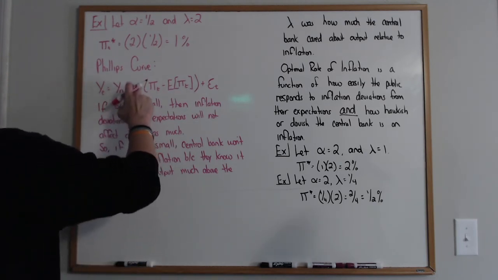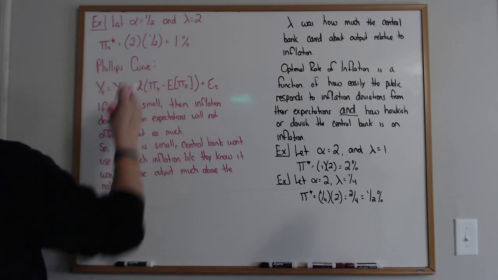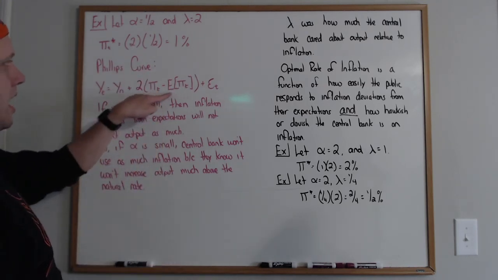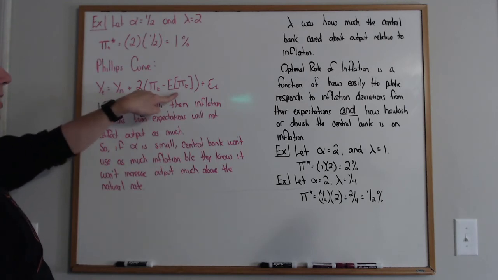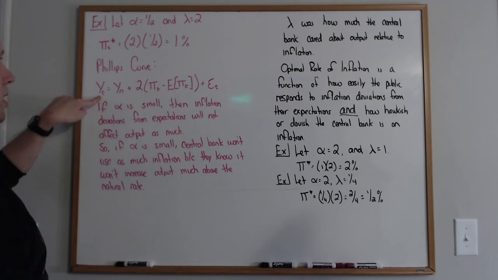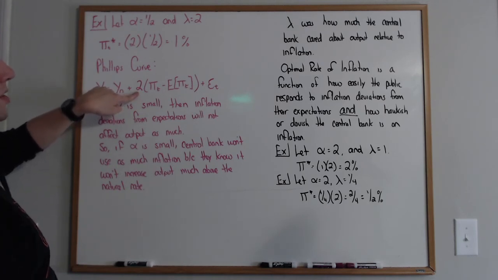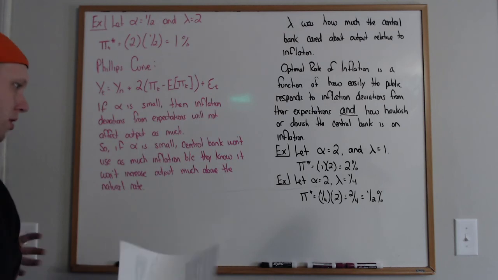But let's, on the other hand, assume that alpha was 2, like what I said before. The economy was pretty responsive. Any change in inflation from the expectation of inflation will literally double what this change is when it comes to changing the rate of output. So the central bank takes into consideration what this coefficient is when they're setting inflation. That's part of what they consider.